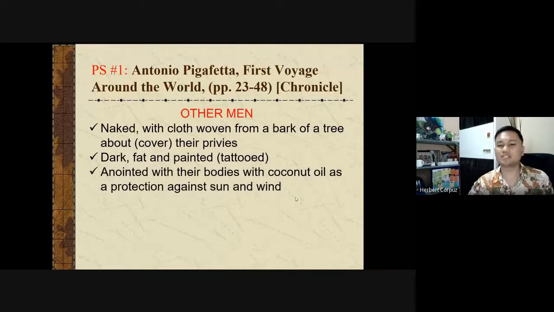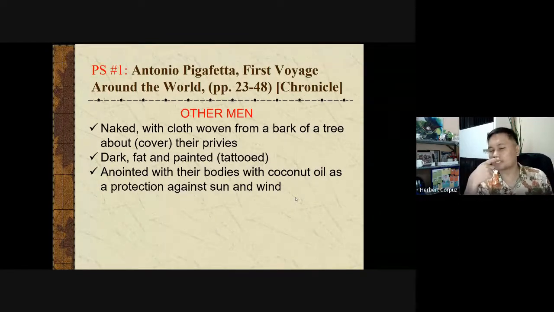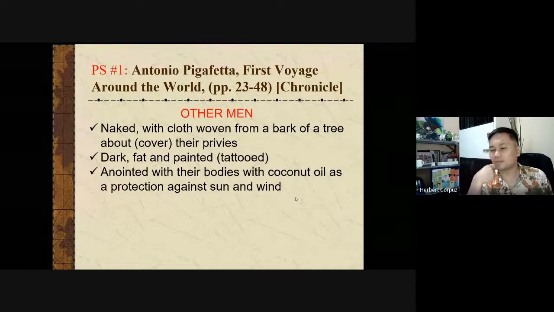They anointed their bodies with coconut oil as protection against sun and wind. So, nauso ang coconut oil noon. Nung kabataan namin, nung bata ako, wala kaming lotion. Ito ang ginagamit namin, yung coconut oil. Meron pa rin bang gumagamit sa inyo ng coconut oil sa balat?